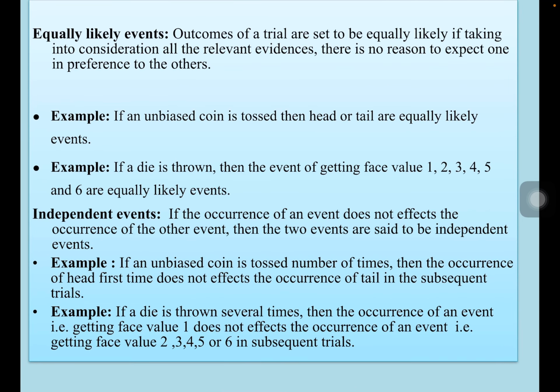Equally likely events. Outcomes of a trial are said to be equally likely if taking into consideration all the relevant evidences, there is no reason to expect one in preference to another. For example, if an unbiased coin is tossed, then head or tail are equally likely events. It means you may get definitely head or definitely tail, any one. That is called, please try to understand, they have equal opportunity. This is the meaning: head and tail have equal opportunities to get. That is why we call it as equally likely events.